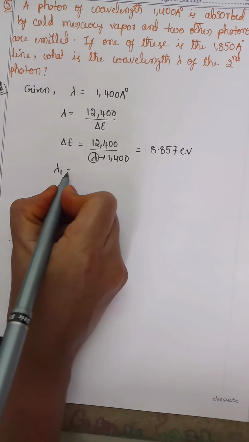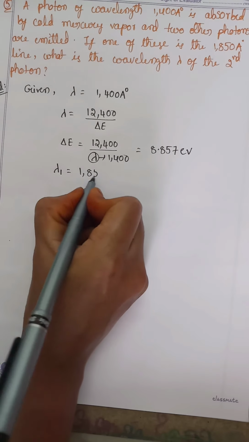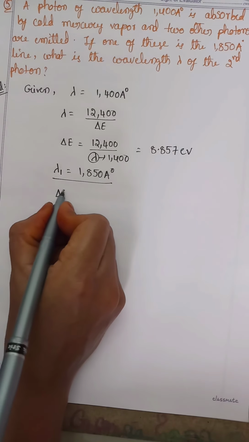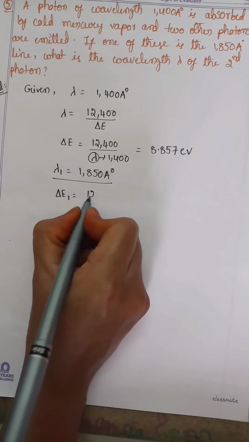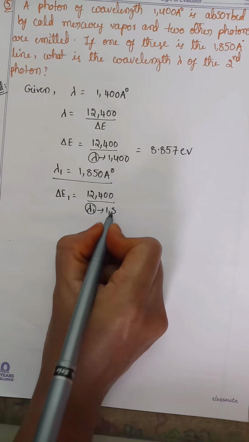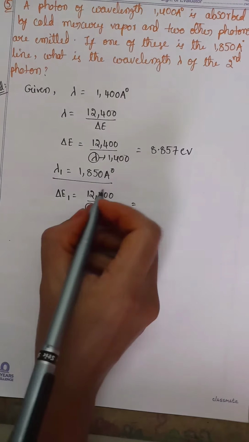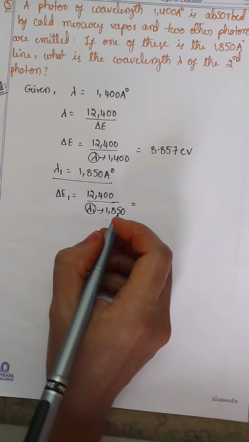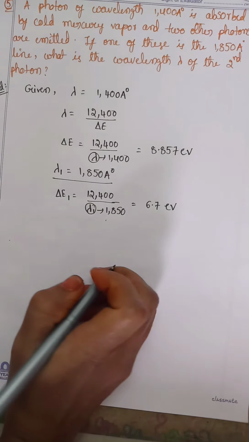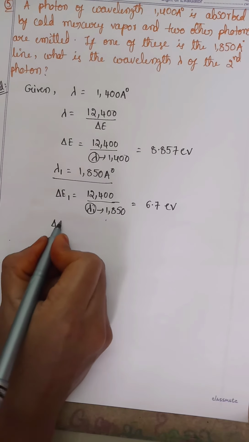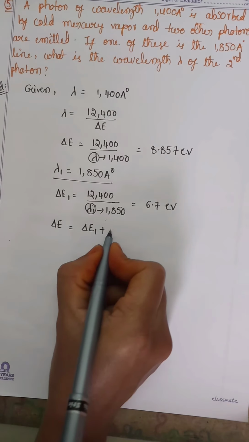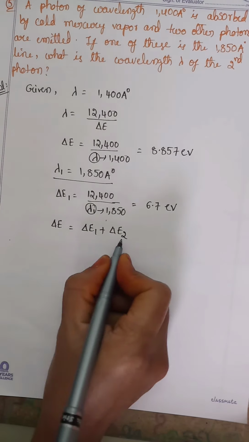And if we consider lambda 1 is equal to 1850 angstroms, which has been given in the problem, then we should get delta E1. So, delta E1 is equal to 12,400 divided by lambda 1, which is nothing but 1850 angstroms. If we substitute and solve this, we get delta E1 is equal to 6.7 electron volts. So, the energy of the photon must be the sum of the 2, delta E1 plus delta E2. It should be the sum of 2 photons.